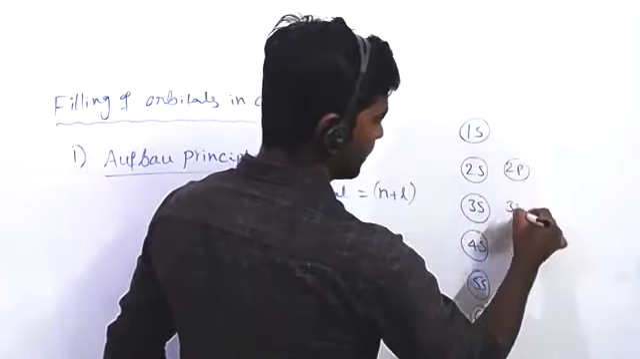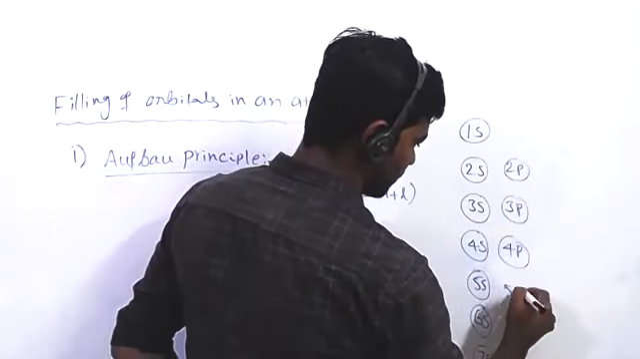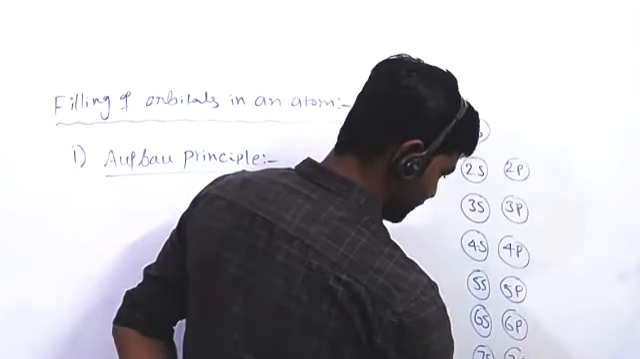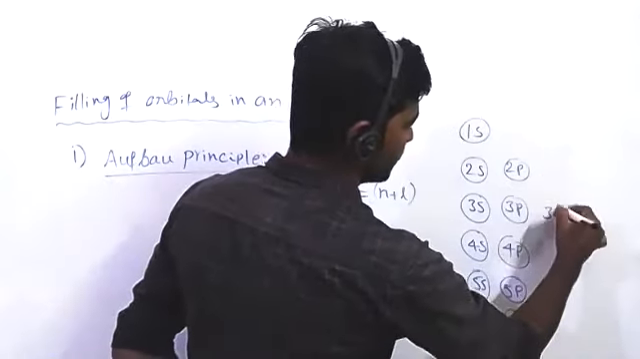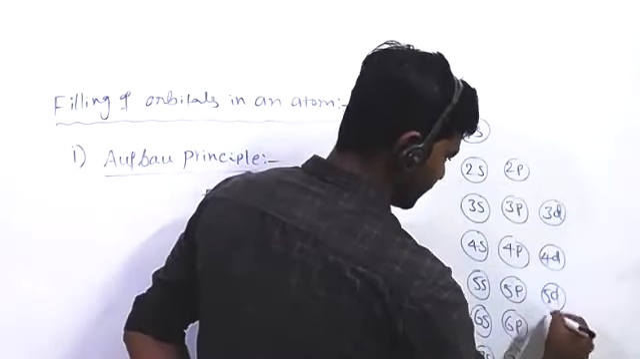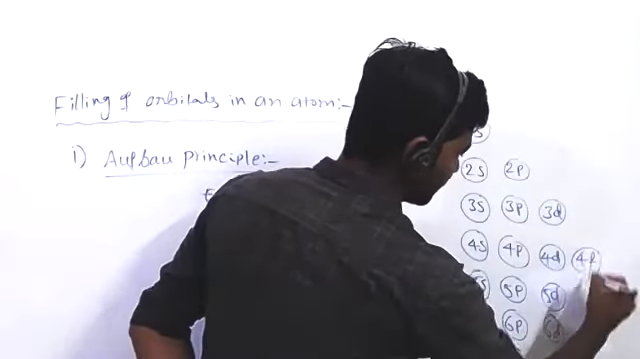2p, 3p, 4p, 5p, 6p, 7p, 3d, 4d, 5d, 6d, 4f, 5f.